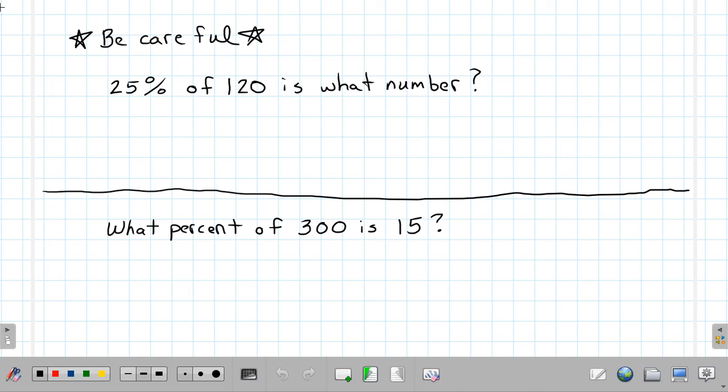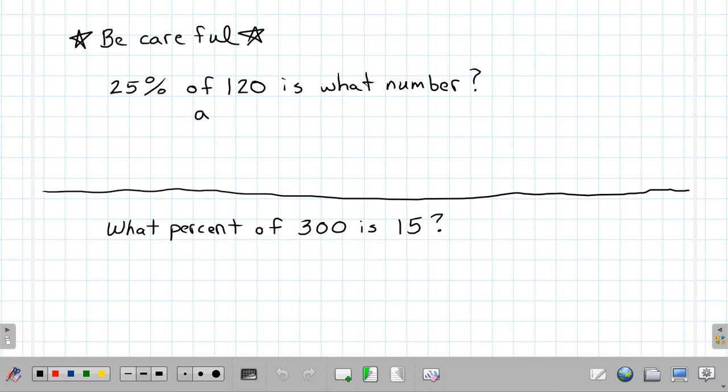25% of 120 is what number? So notice we've kind of moved things around, and English language is weird like that, where you can move things around and you're asking the same question as what it would be if the words were flipped around. So in this case, 25% of 120 is what number?